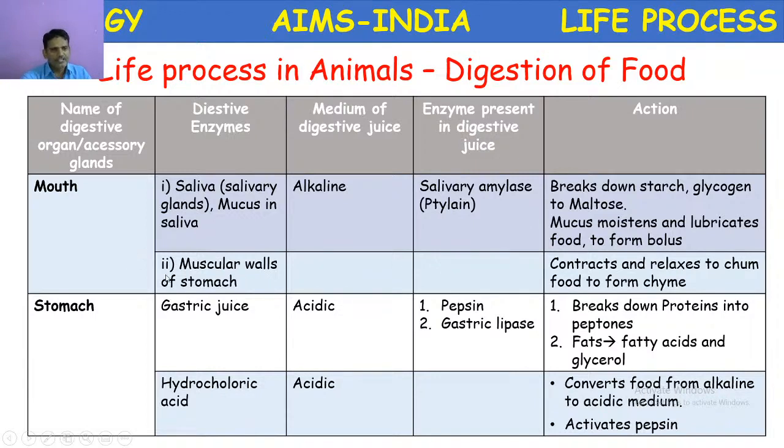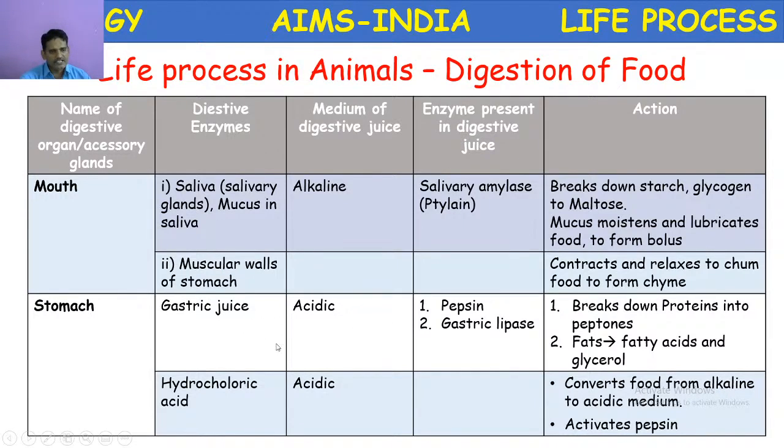Hence, it is not represented here. Only peristalsis movement takes place, the wave-like movement which pushes the food from the mouth to the stomach through the esophagus, the food pipe. Next, the stomach. The stomach has a muscular wall. It is a bag-like structure.